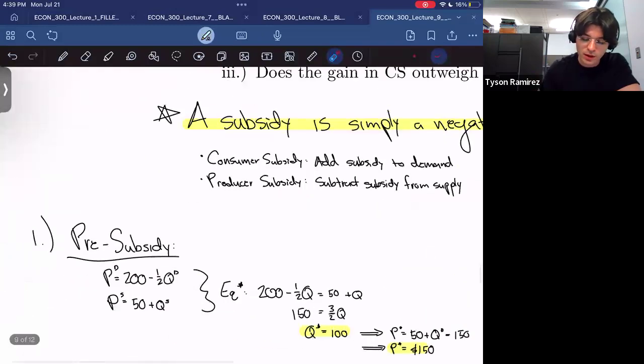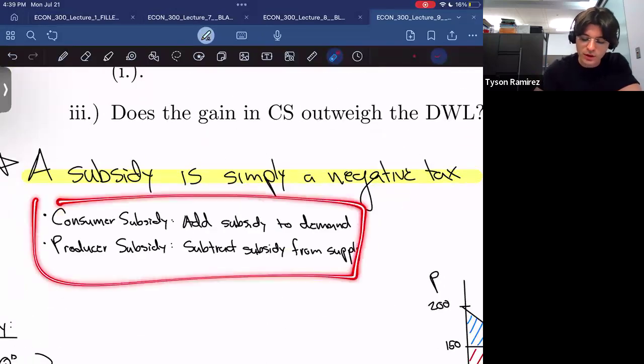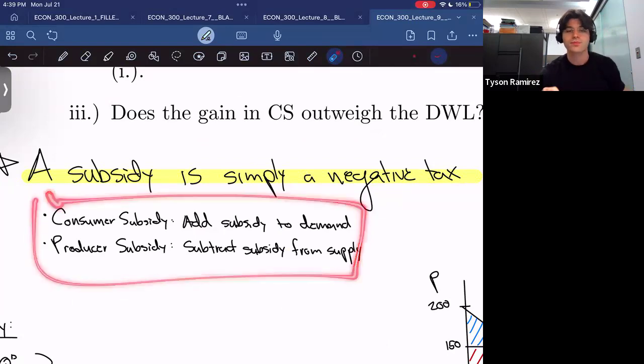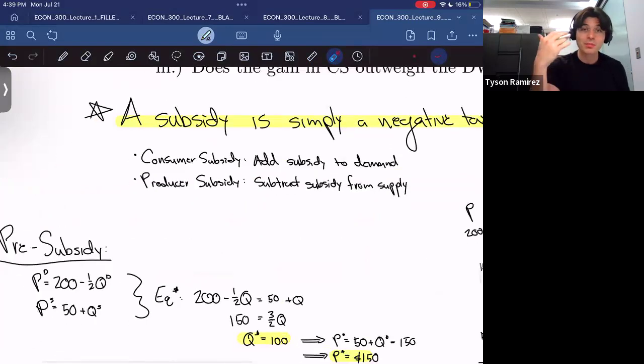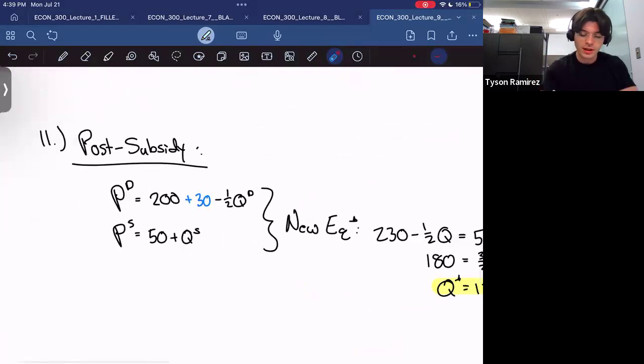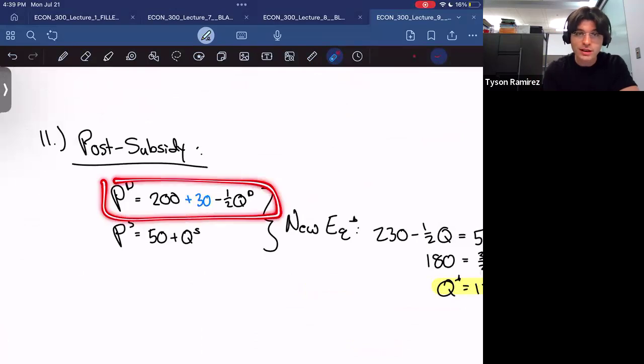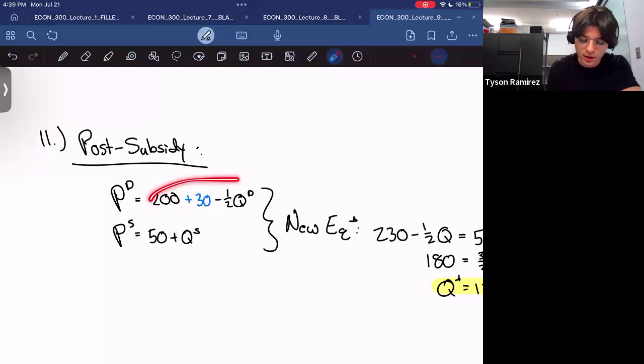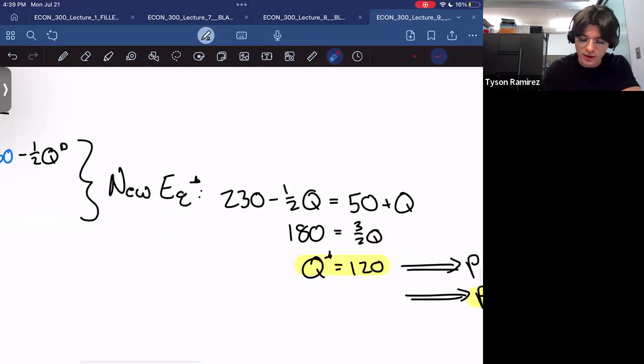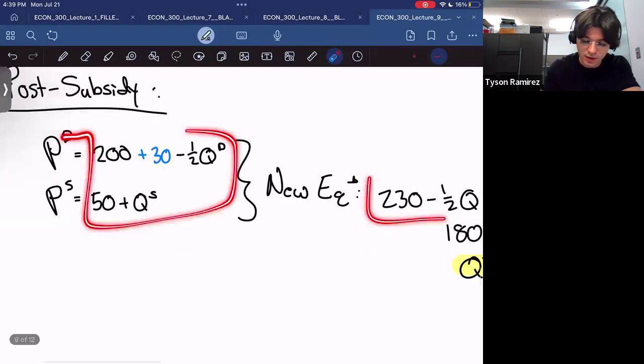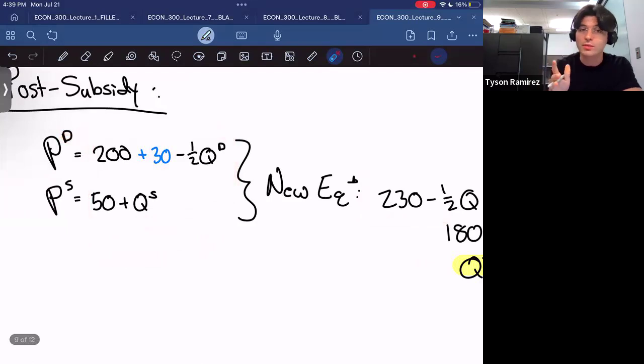Let's have a look. Remember what I said up here: for a consumer subsidy, you add the subsidy to the demand. It's simply a negative tax, so whatever we did for taxes, you just flip the sign. Since this is a consumer subsidy, in the post-subsidy case we add 30 to this inverse demand function. Supply stays the same, and now we set these equal to each other and find the new equilibrium.